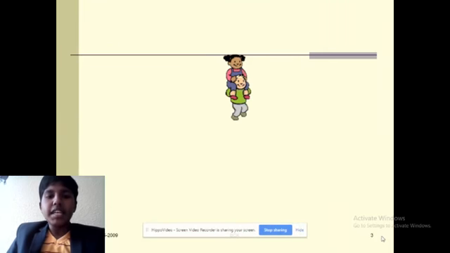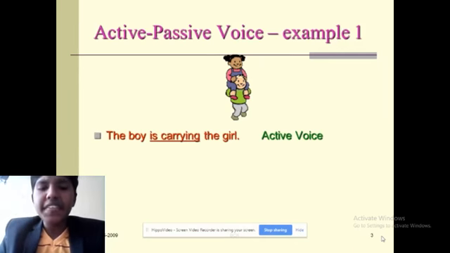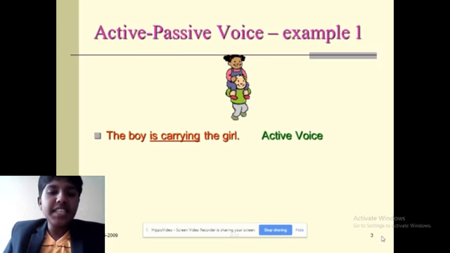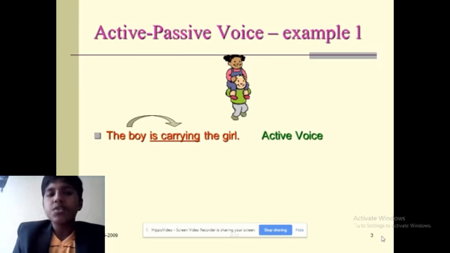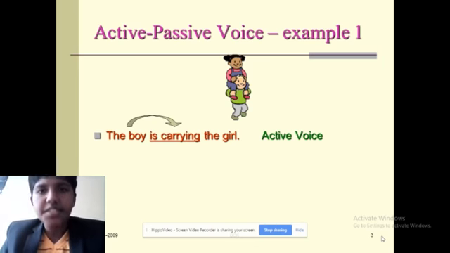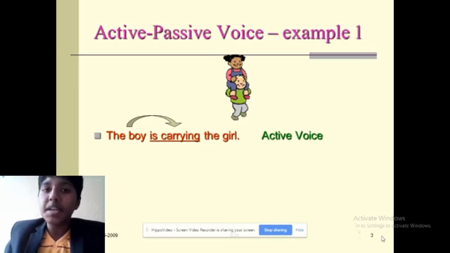So the next example is: the boy is carrying the girl. So in this case, we can see that the boy is the subject, and what is he doing? He's carrying. If you have any doubt about how to find the subject in a sentence, please ask the question: who is doing the action? In this case, who's carrying the girl? The boy. So as it is a simple sentence, we can find it easily.